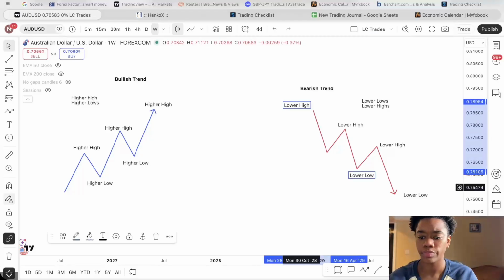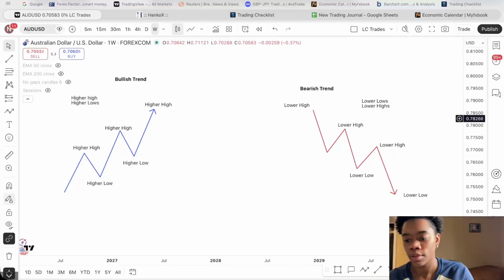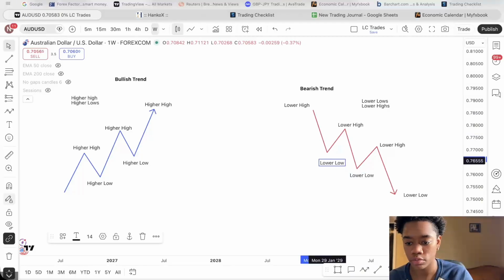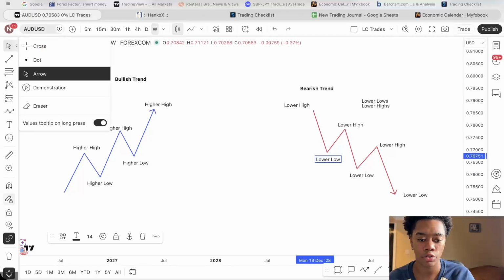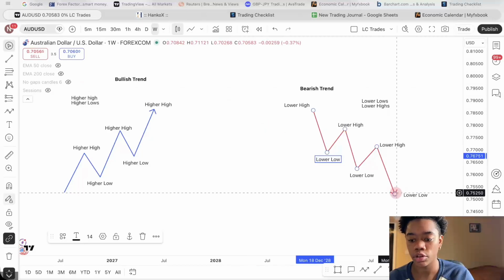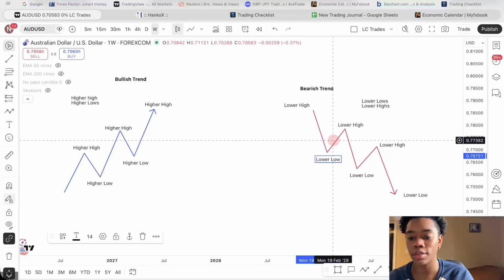All right, so let's break this down. This low is lower than this low right here. And this low right here is lower than this low right here.